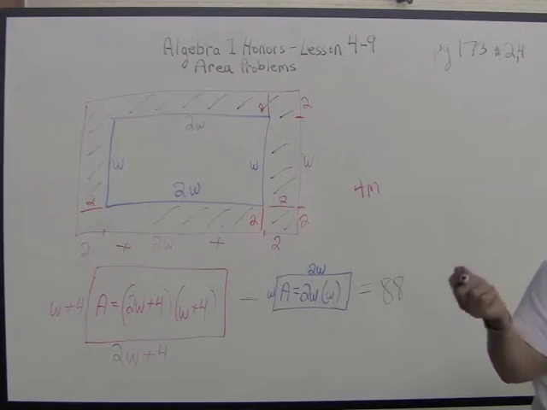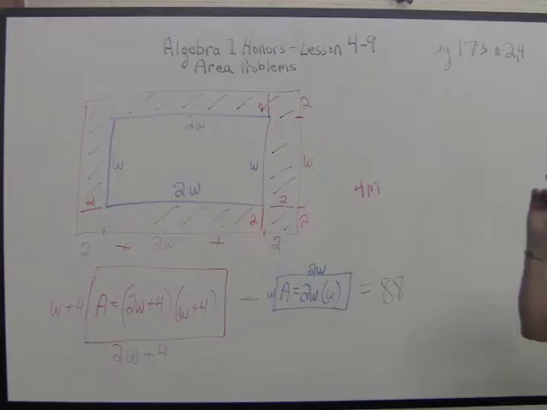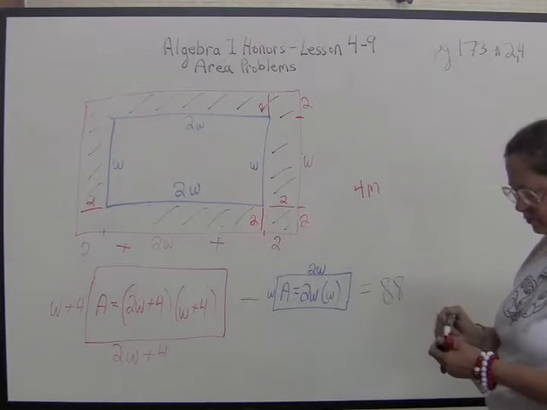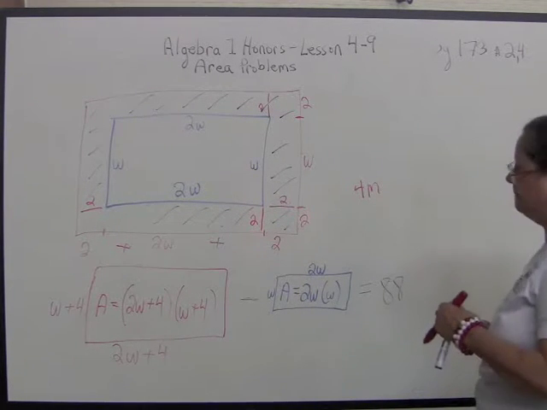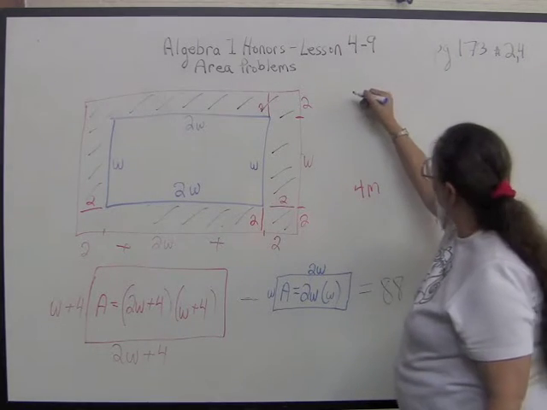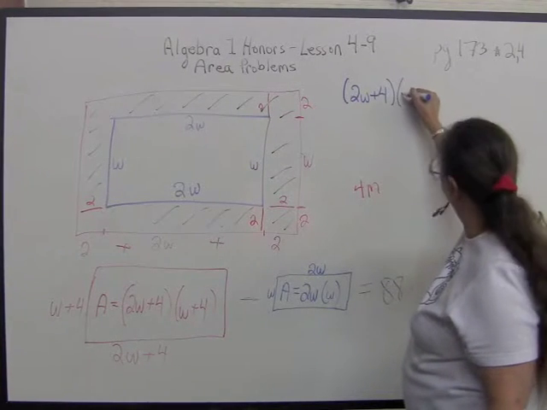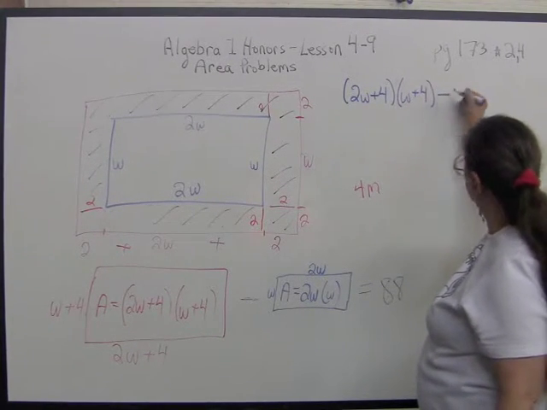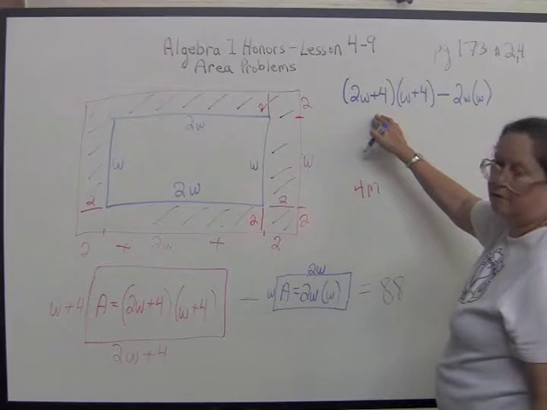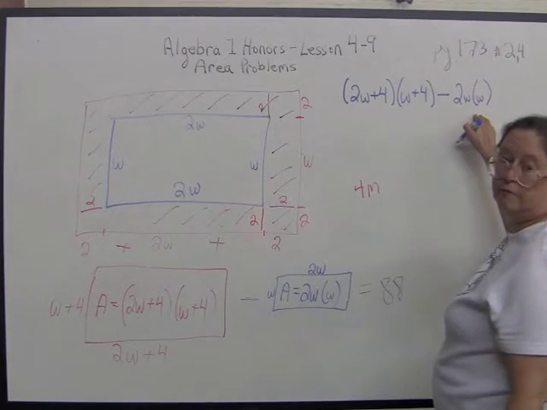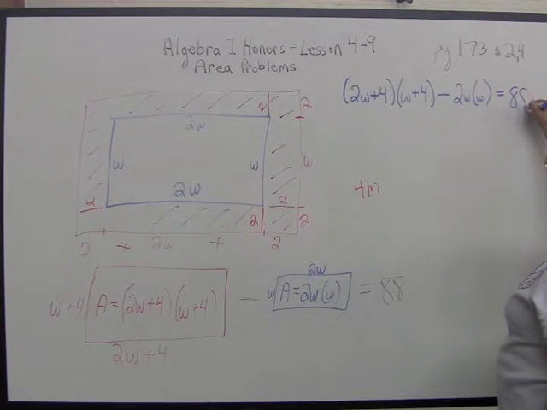So now we have it all set up. It says make a sketch. We've done that. Find the dimensions of the original rectangle. Okay? So now we have an equation that we have to solve. So we're going to come up here and say, all right, 2w plus 4 times w plus 4 minus 2w times w. So area of the red rectangle minus area of the blue rectangle equals the black area that's left, which we're told by the book is 88.